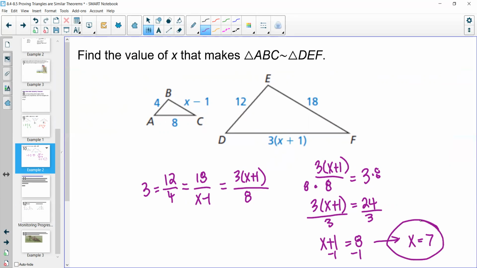So putting in x as 7 should make it proportional. Well, if we put x in at 7, that would make this 24 over 8, which is the same as 3, which works. Now let's check this one. We've got 18 over 7 minus 1, or 18 over 6, which also equals 3. So 7 is that magical number.